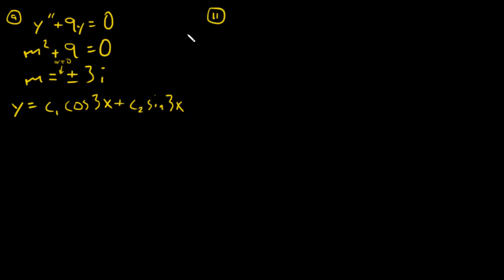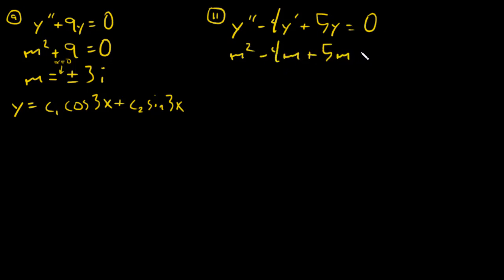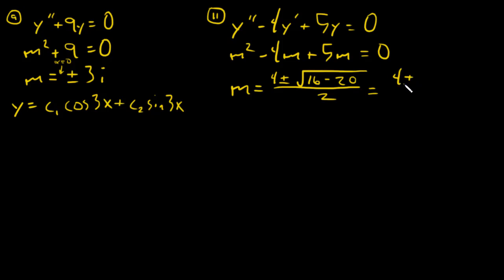Alrighty, moving on. Number 11, y double prime minus 4y prime plus 5y equals 0. So m squared minus 4m plus 5 equals 0. Yep, I'm going to wind up with b squared minus 4ac. It's going to wind up being negative, so I'll go ahead and work through that. My m is going to equal negative b, so 4 plus or minus square root of 16 minus 4 times 1 times 5 is 20, all that over 2 times 1 is 2. So this is going to be 4 plus or minus root negative 4 over 2.